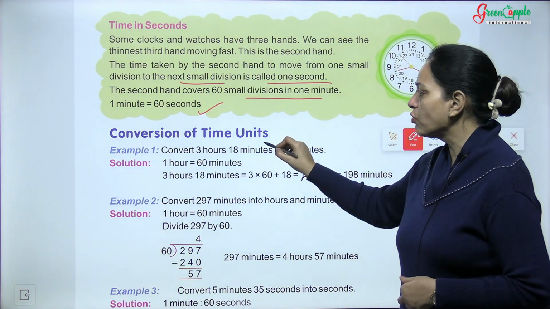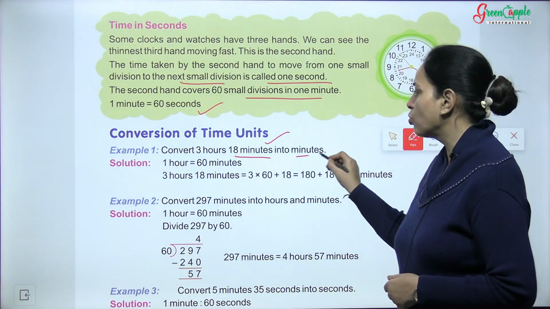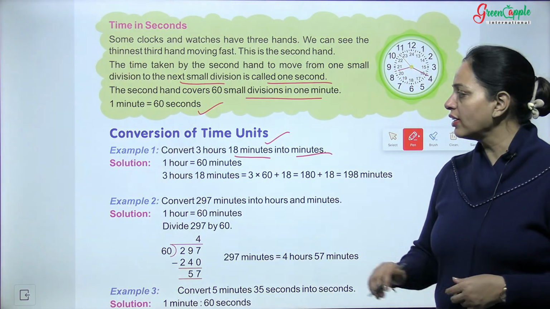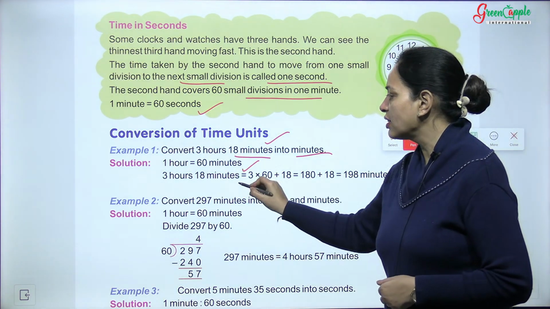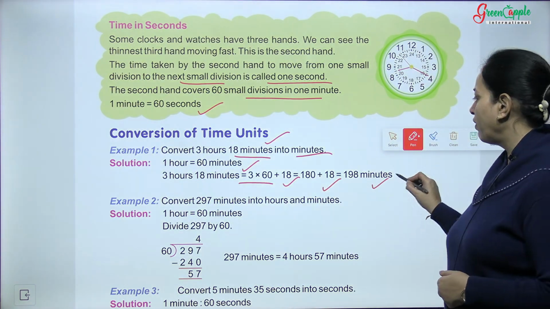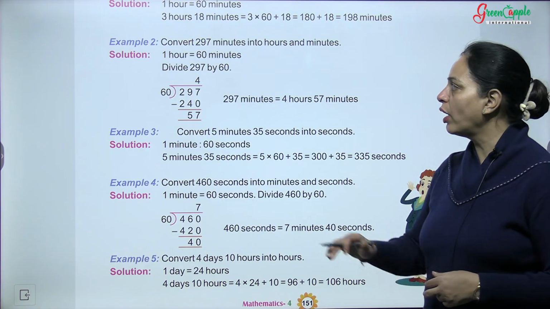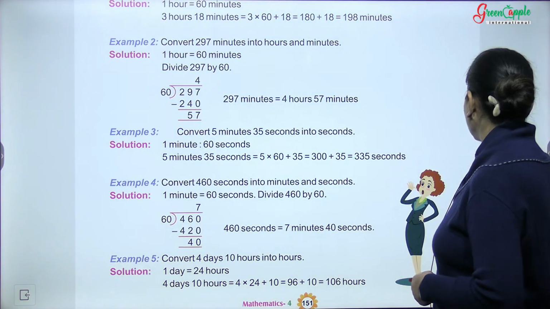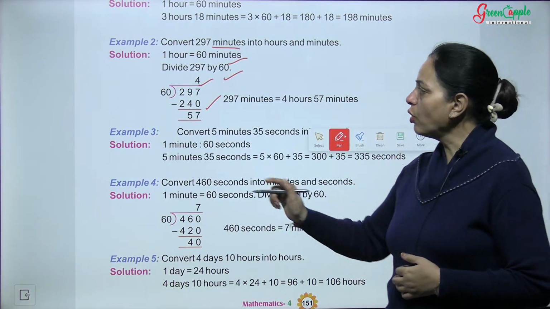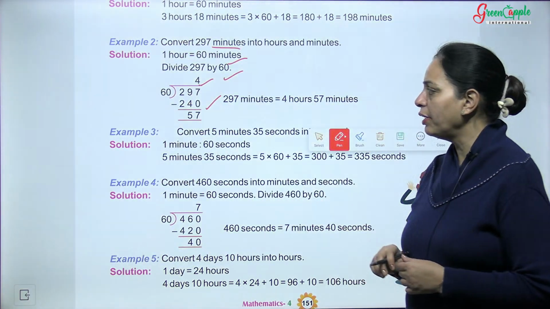Now conversion of time units. Example 1, convert 3 hours 18 minutes into minutes. So you know 1 hour is 60 minutes. So 3 hours is 3 into 60 plus 18, 180 plus 18, 198 minutes. Now example 2, convert 297 minutes into hours and minutes. So 297 divided by 60, so 4 hours 57 minutes.